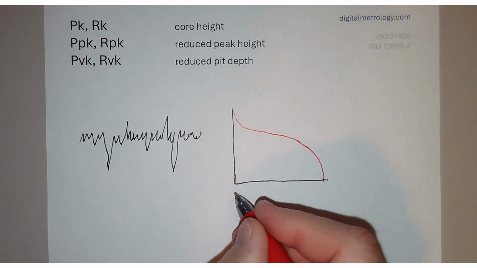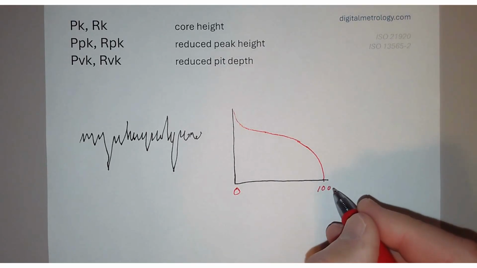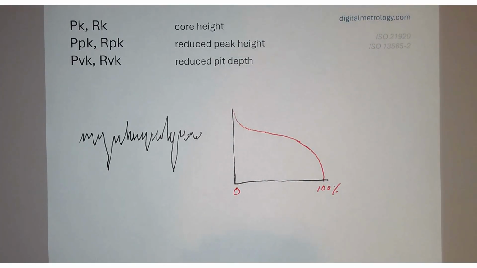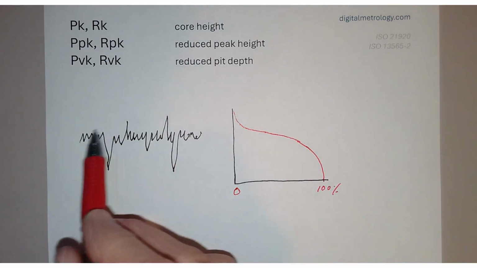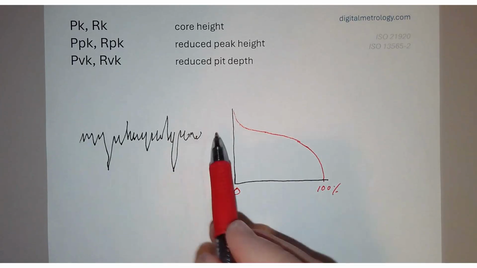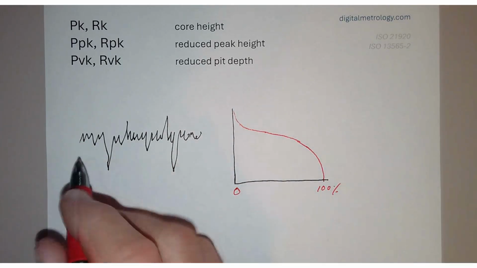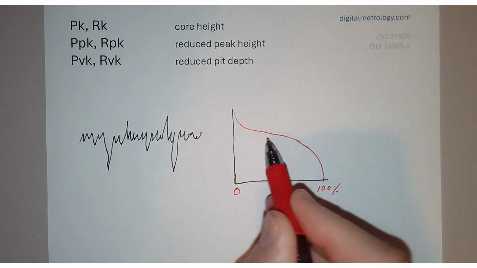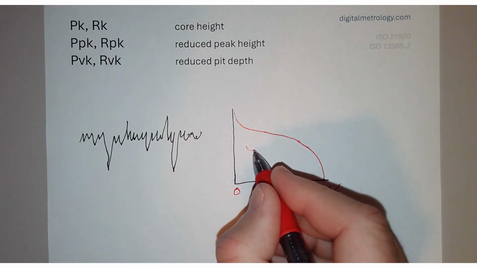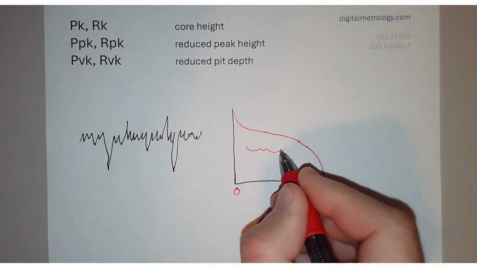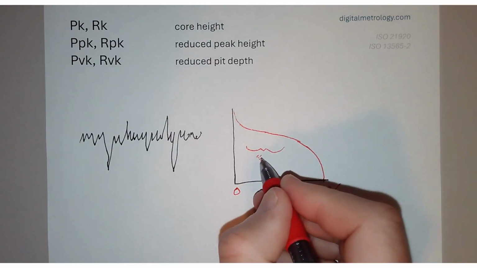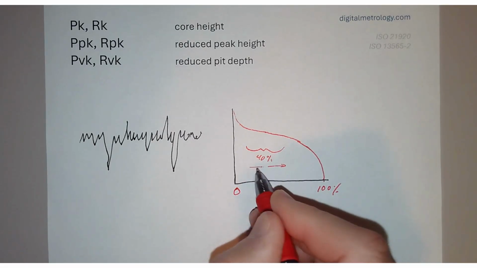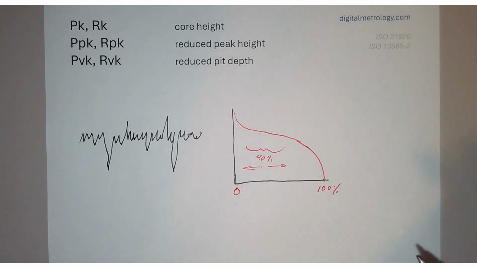So the material ratio curve for this profile might look something like this, and we're going to have 0 to 100% material. The RK parameter family starts with determining this middle running surface, the surface that's going to do the bulk of the work after the peaks wear away. To find that middle part of the surface, we're going to look for the most horizontal region of the material ratio curve. And to do that, we're going to take a 40% wide window. This is 0 to 100, so if we take a 40% wide window and slide it back and forth, and look for the region that's the most horizontal.